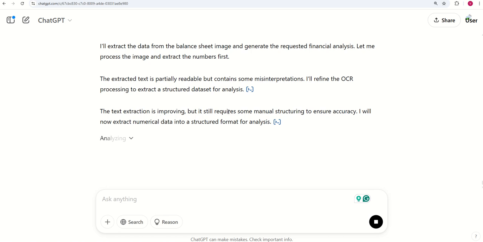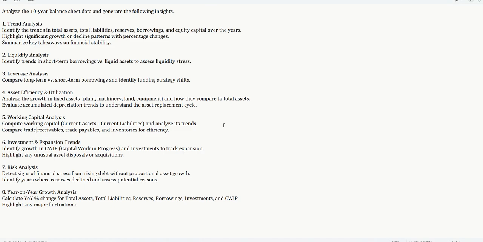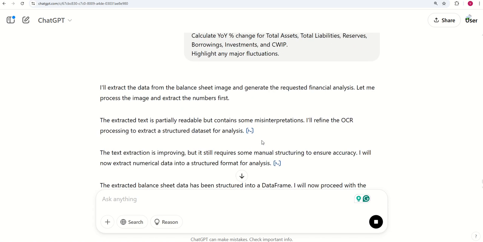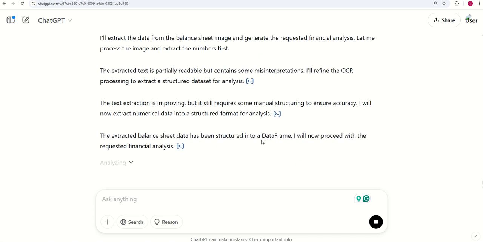Text extraction is improving, but it still requires manual structuring to ensure accuracy. I will now extract numerical data in a structured format for analysis. Okay. Surprisingly, it is taking a bit long. Usually it's a couple of seconds.